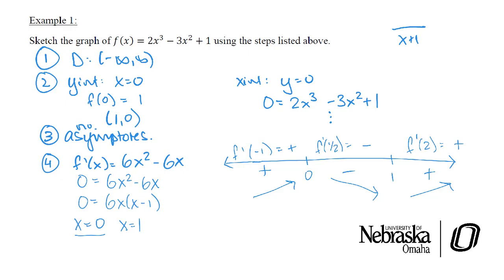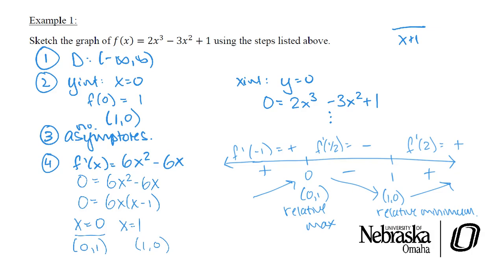Okay, so to save time, you can plug it in. If you plug 0 into the original function, we just get 1. Fortunately, these are pretty easy to plug in. If we plug 1 in, we get 0. So again, (0, 1) is a relative maximum, and the point (1, 0) is a relative minimum.